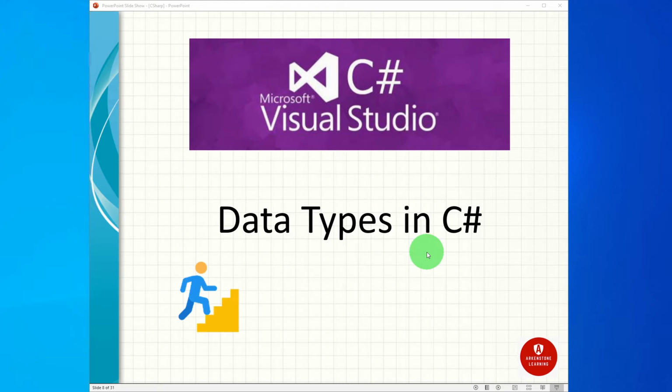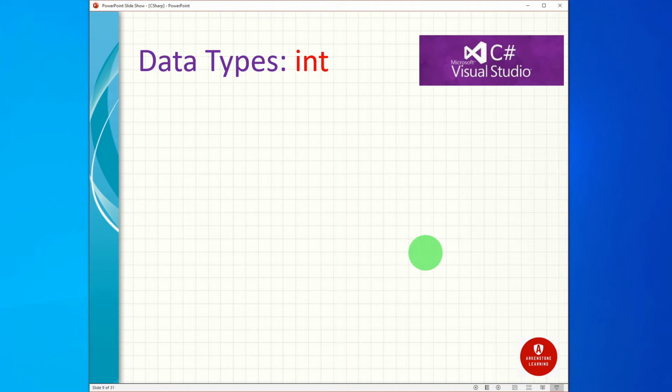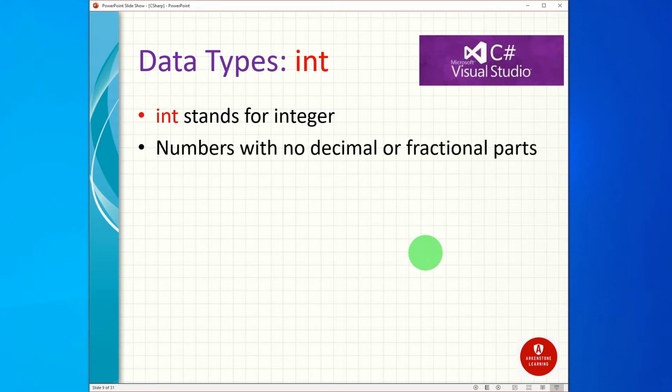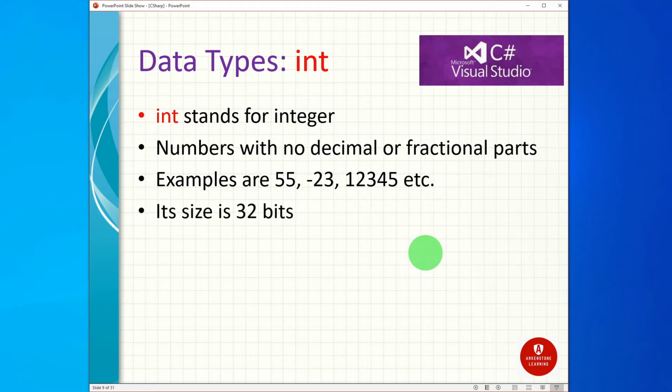So let's get started. There is a data type called int. Int stands for integer. These are numbers with no decimal or fractional parts. Some examples of ints are 55, minus 23, 1, 2, 3, 4, 5, etc. Its size is 32 bits. It has a range which is from minus 2 raised to 31 through 2 raised to 31 minus 1.